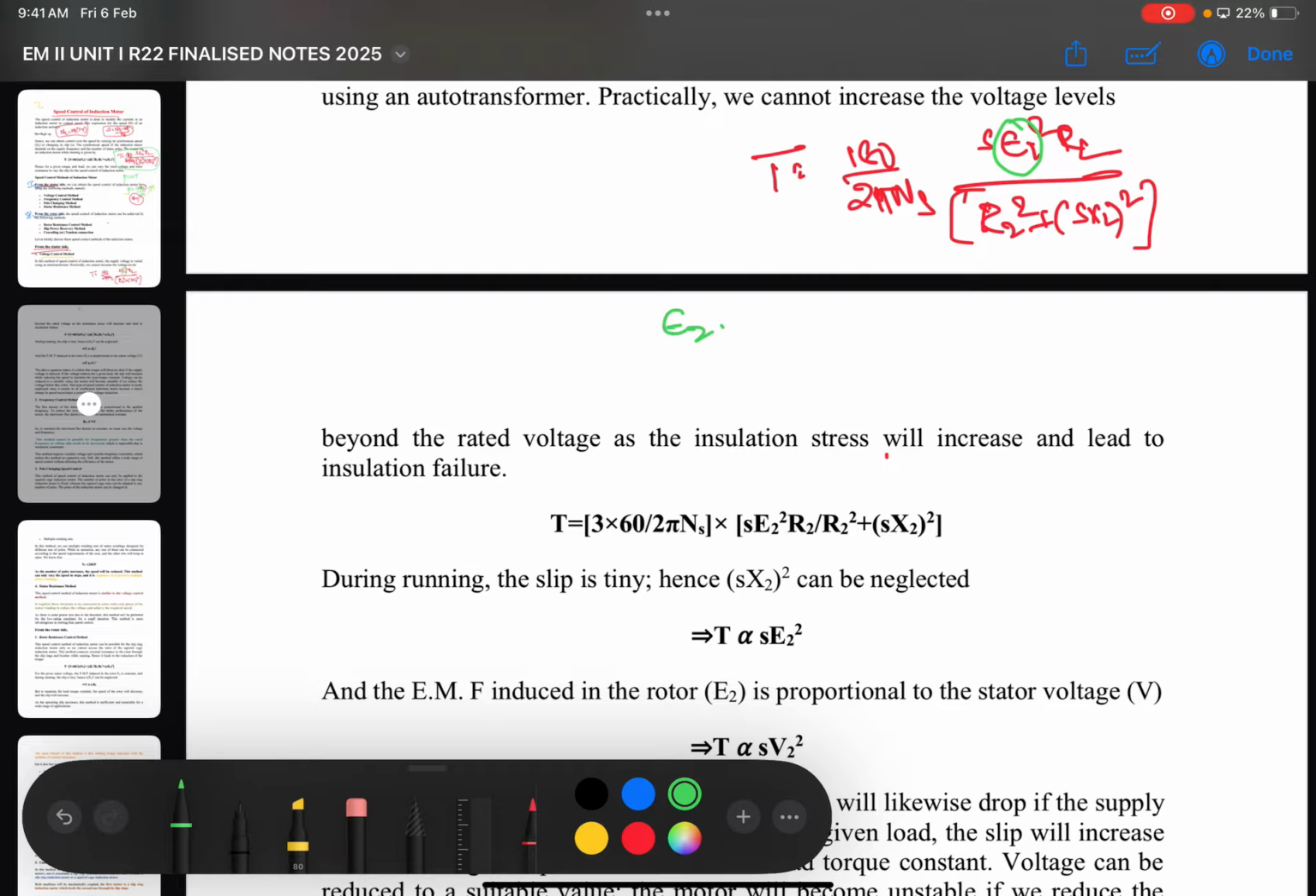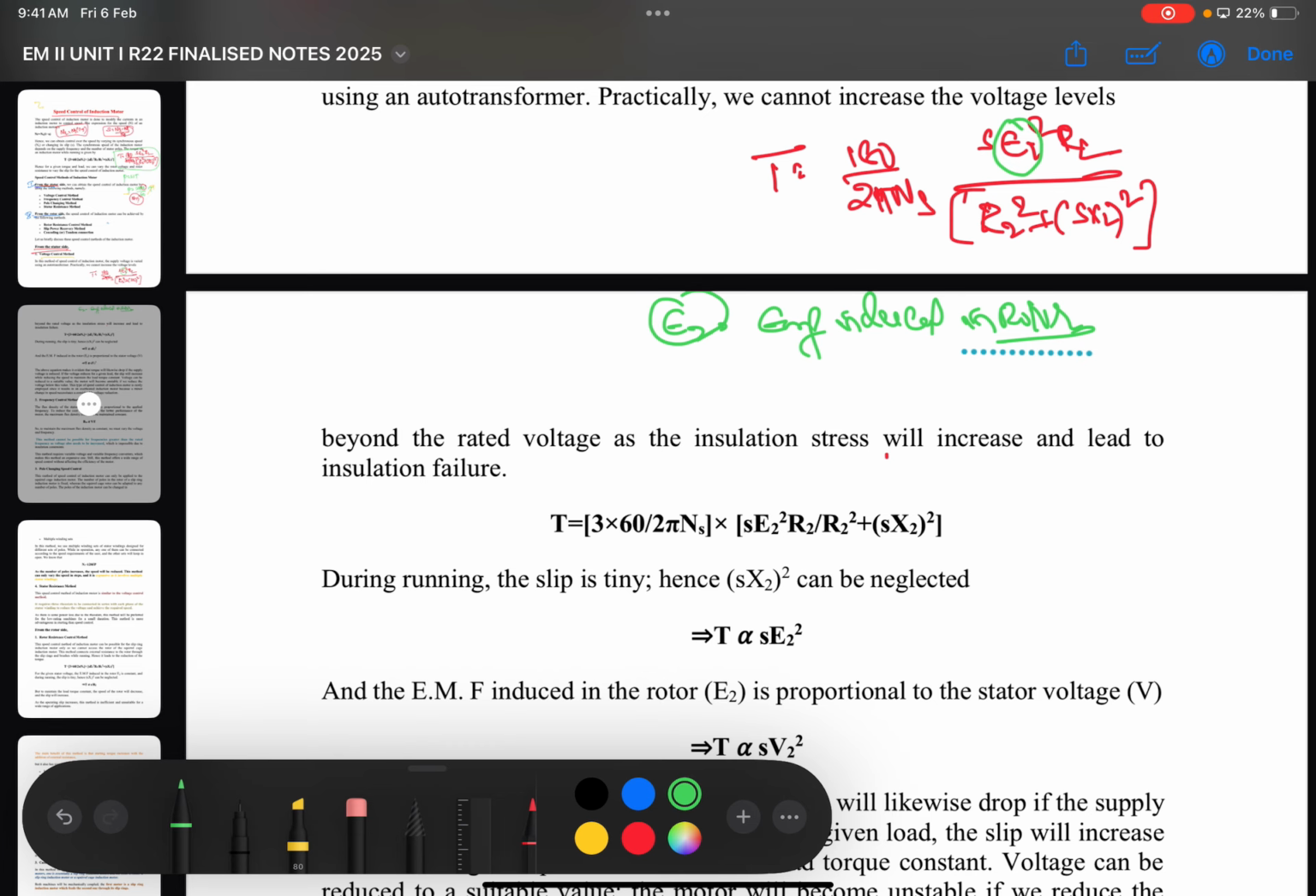Here e2 is nothing but the EMF induced in the secondary, or to be more specific, in a three-phase induction motor it is the rotor. Okay? To be more specific, under standstill condition. Let's generalize: the EMF induced in the rotor here.